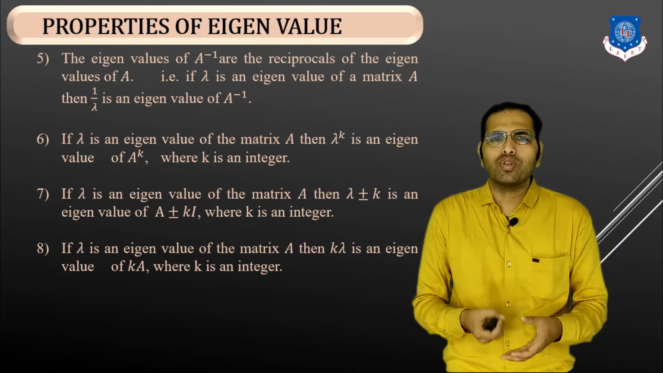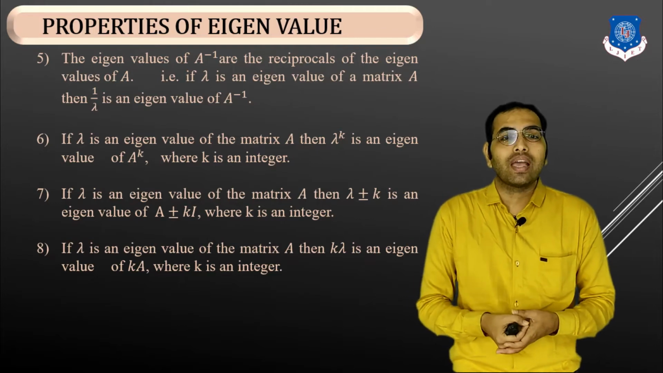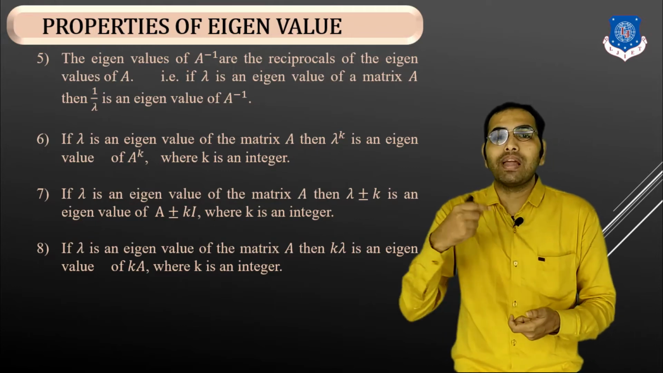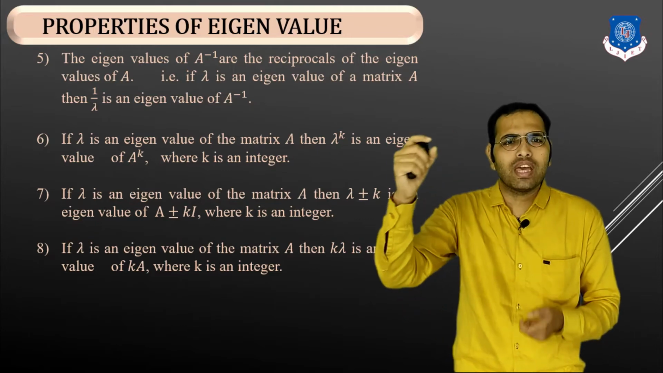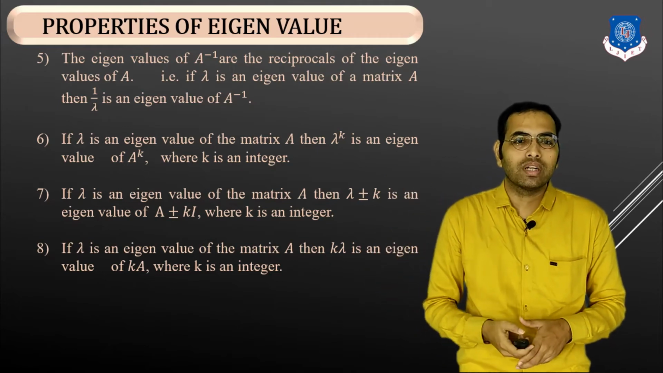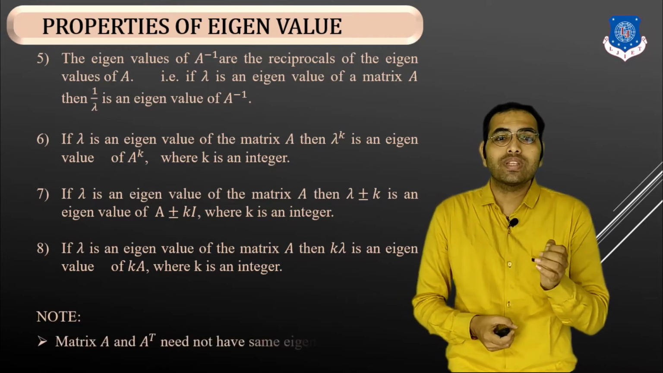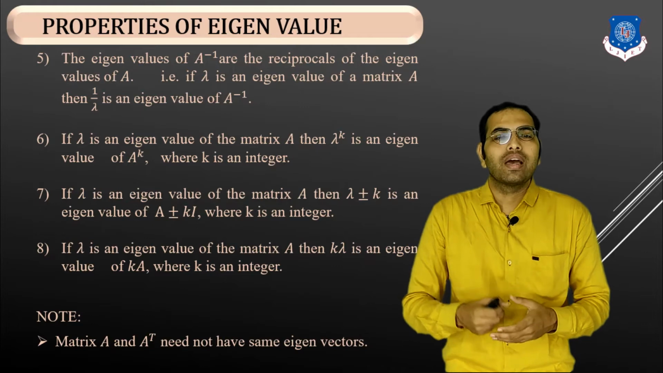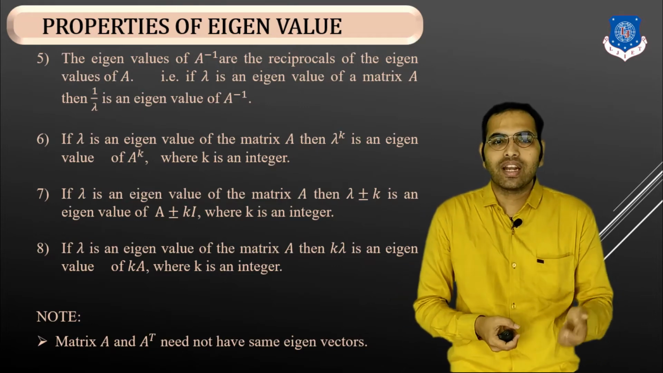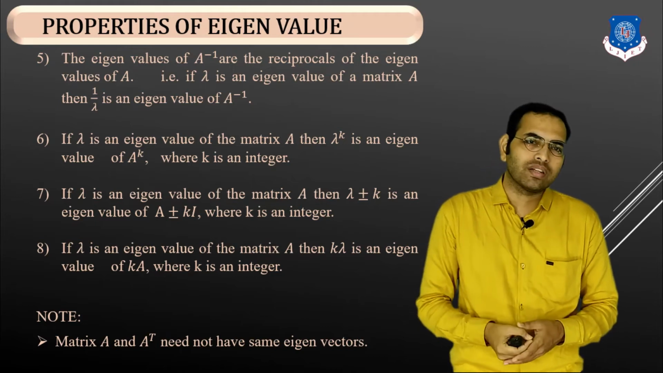That means, suppose we have the eigenvalues 1, 2, 3 and we find the eigenvalues of 5A, then we multiply the eigenvalues of A by 5. Here is one important note: matrix A and A transpose have the same eigenvalues, but the eigenvectors are different. A and A transpose need not have the same eigenvectors.